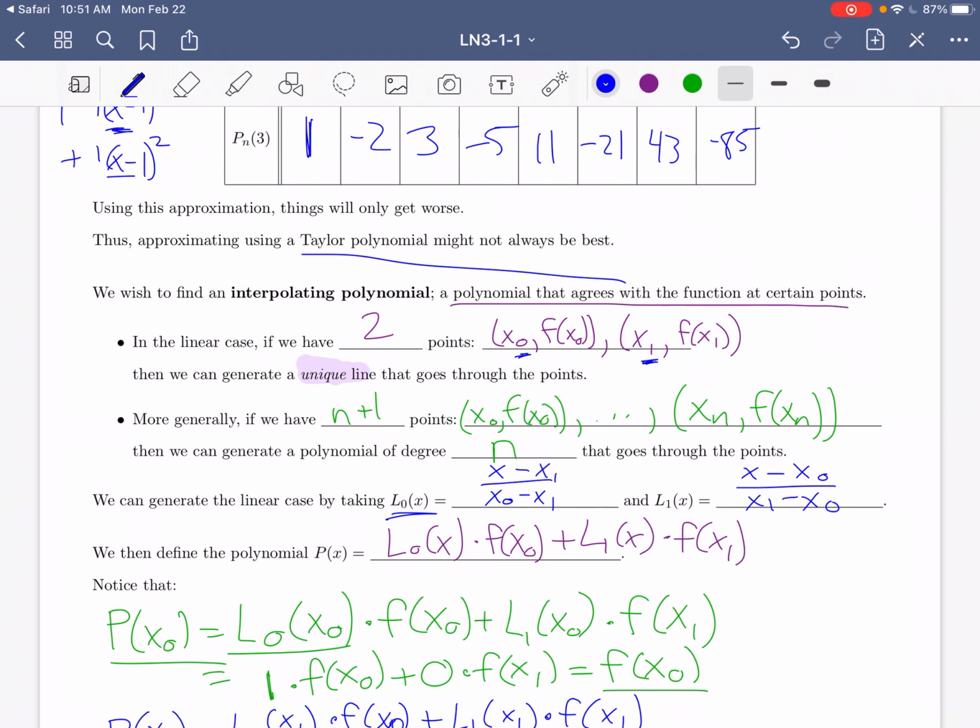Excellent. So how do we generalize this? How do we have this do the same thing for lots and lots and lots and lots of points? And that's what we will talk about in our next video.